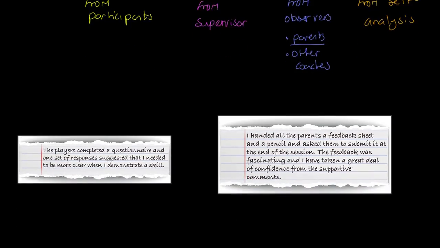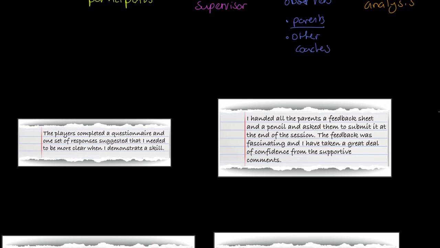Now, we're interested in how that appears in a write-up in your coursework. So let's have a look at this. The players completed a questionnaire. I'm going to come back to methods of review in another session, but the players completed a questionnaire. So this is obviously from participants. And one set of responses suggested that I needed to be more clear when I demonstrate. So clear feedback. Where from? The participants.